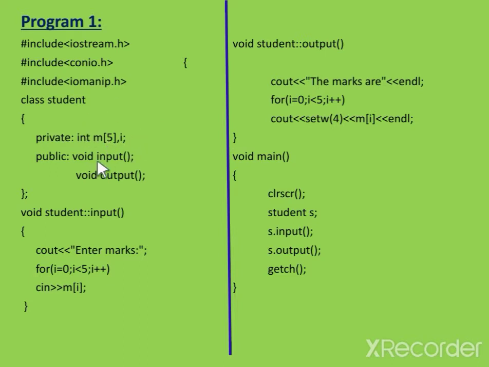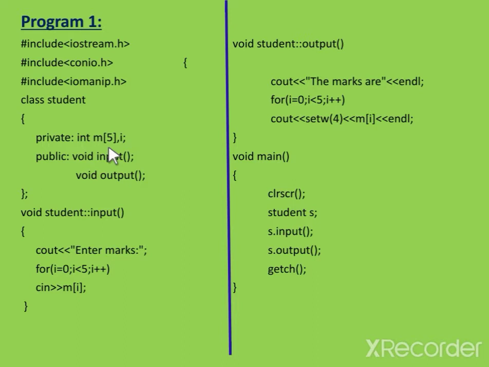Next, under the public access specifier, I am going to declare two member functions, input and output. Both these functions I am going to define outside the class. Then the closing curly bracket. Here the class definition is finished, and it is terminated by a semicolon.